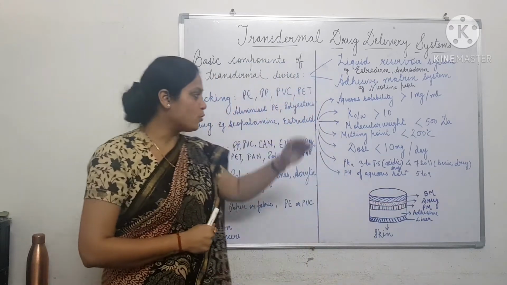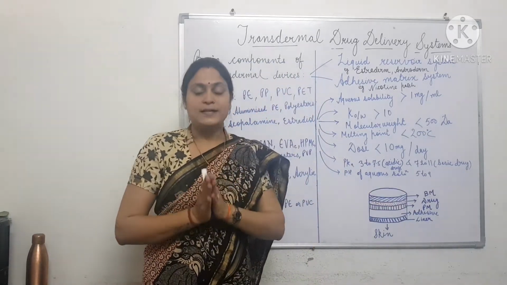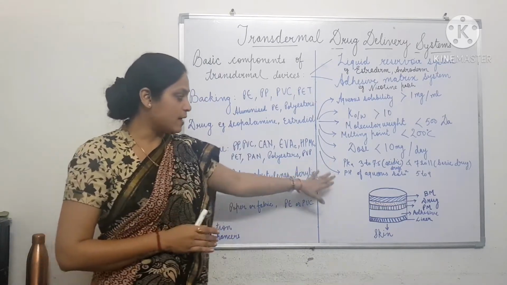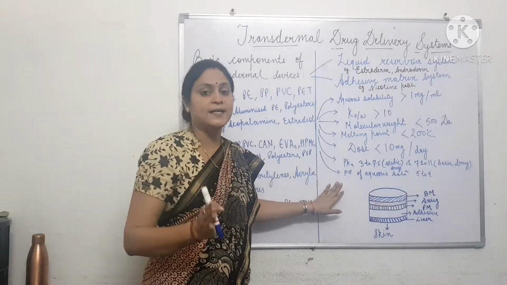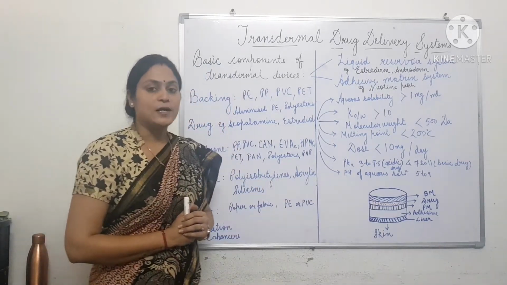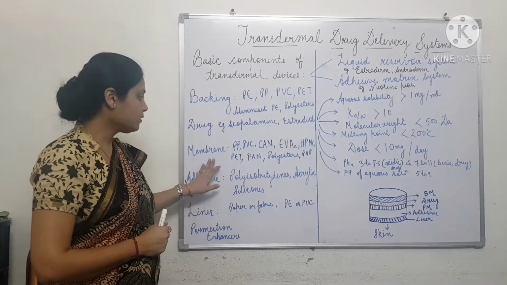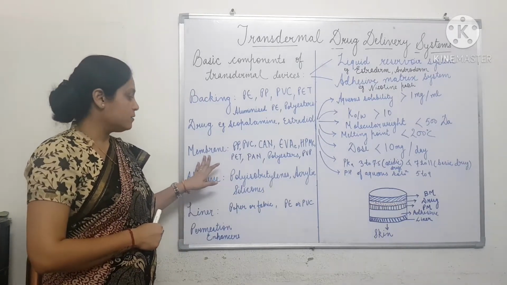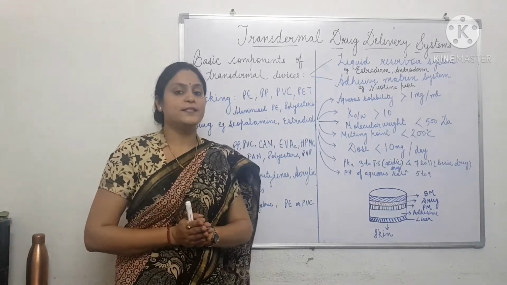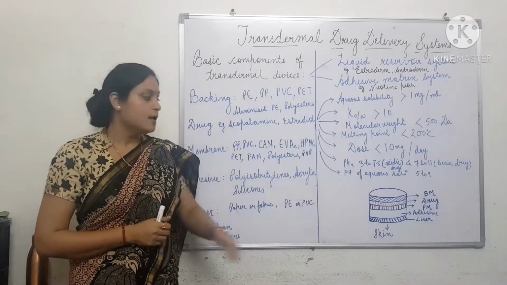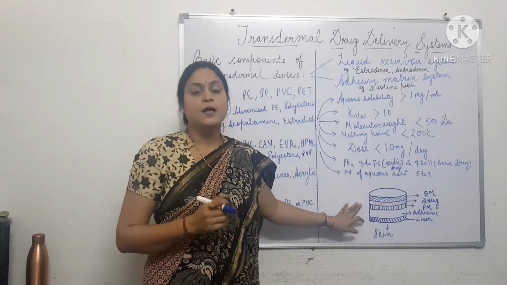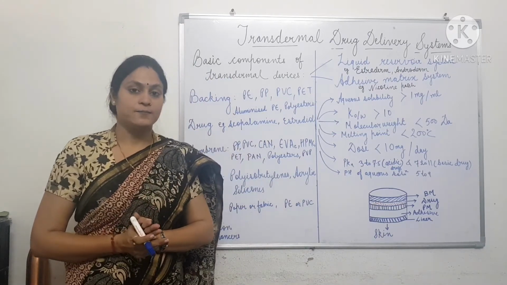So all these properties make a drug a proper candidate to be formulated as a transdermal drug delivery system or transdermal patch. Now, polymeric membrane. The polymeric membrane is the main component of the transdermal patch, because it is this polymeric membrane which controls the release of drug at a predetermined rate.